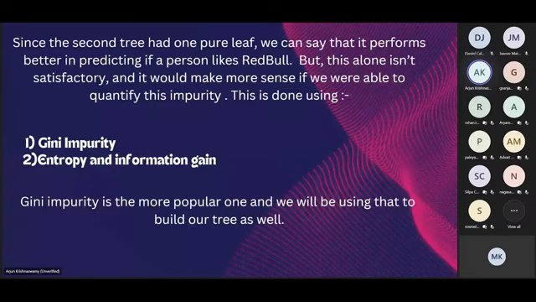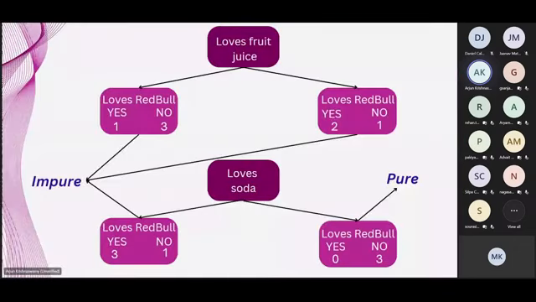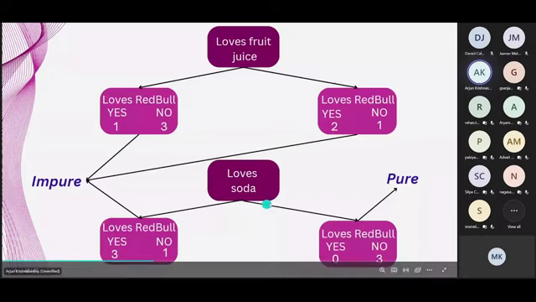So far we've just had an intuitive understanding of which feature performs a better split. That is, we said that Loves soda would be a better way to start off our tree, that is, a better root node. But this is just an intuitive understanding because we get a pure node.